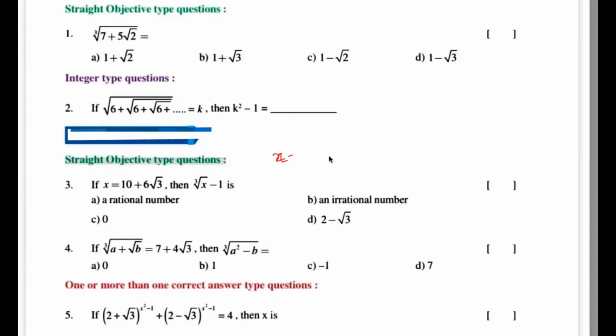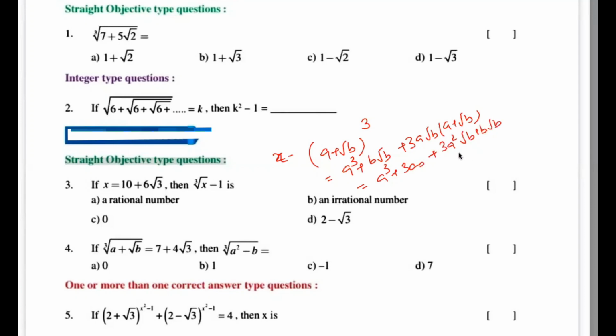So not x plus y, call it a plus root b, and then we cube this. This will be a cube plus b root b plus 3a root b, and this will be a plus root b. Then I will get a cube plus 3ab plus 3a square root b plus b root b, right? So a cube plus 3ab would be equal to 10. We'll see whether we are getting something or not.